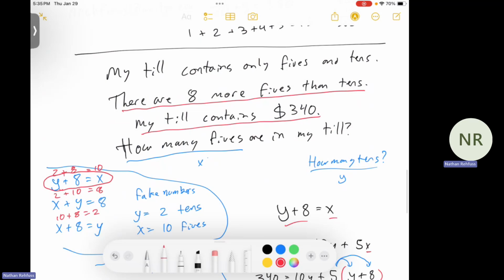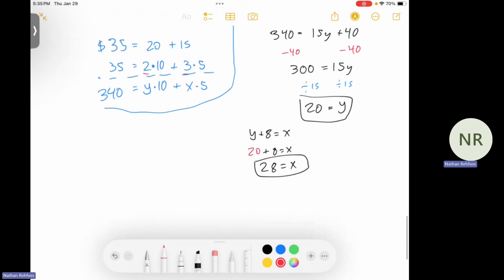My till contains only 5s and 10s, 28 5s and 20 10s. There are 8 more 5s than 10s. That's true. 28 minus 8 is 20. My till contains $340. Is that true?